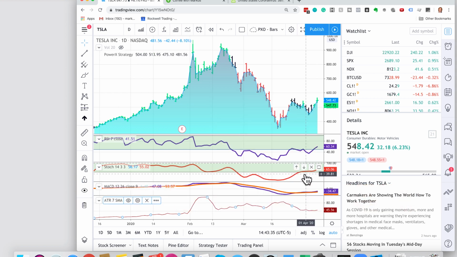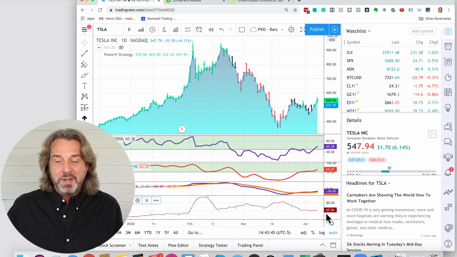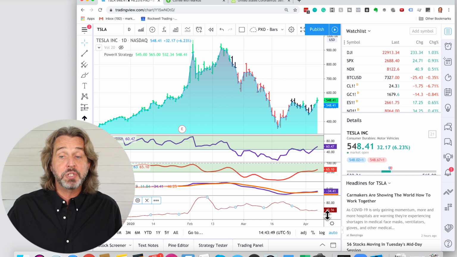All right, so this is where you can see right now Tesla on average, you see it right here in the bottom. You see that Tesla on average is moving $45 per day.